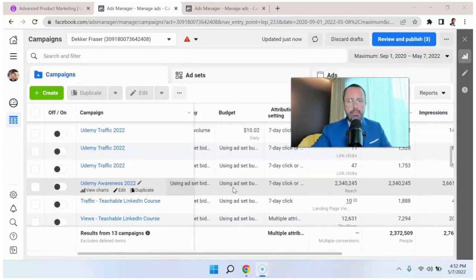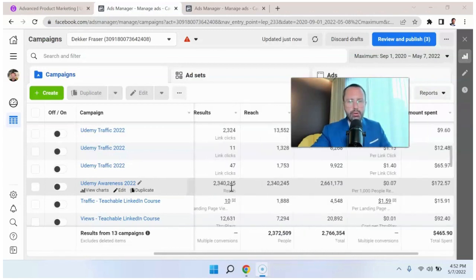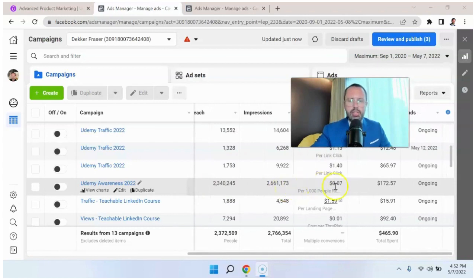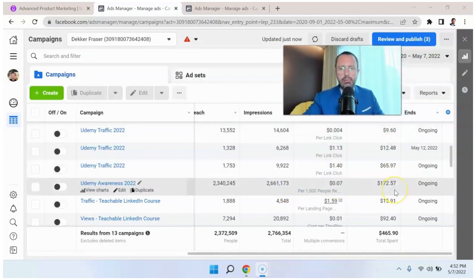Let's take a look at this campaign. We were able to reach 2.3 million people with 2.7 impressions. The cost to reach 1,000 people was only 7 cents, and the overall amount spent was under $200. So I think there's a misconception that reach campaigns, awareness campaigns, kind of broad marketing is very expensive, and maybe it was when you needed millions of dollars to do TV ads. But now that we have things like Facebook and LinkedIn to do outbound advertising, it's really not that expensive.